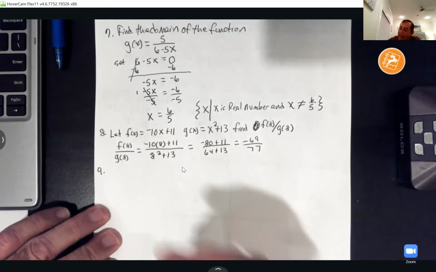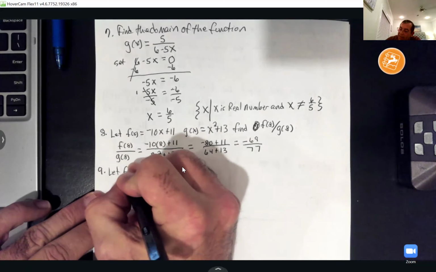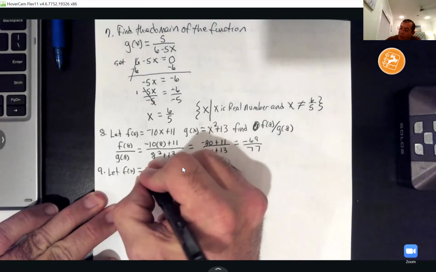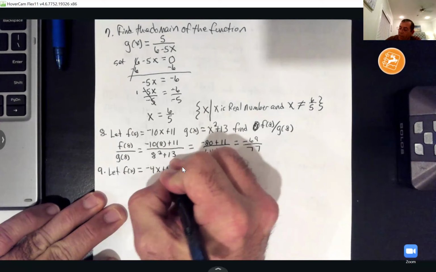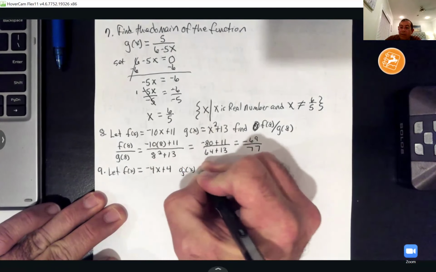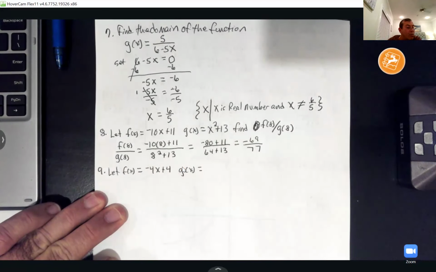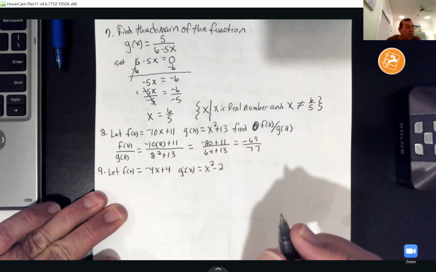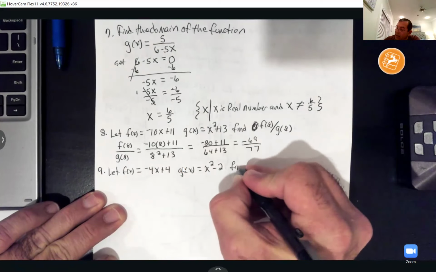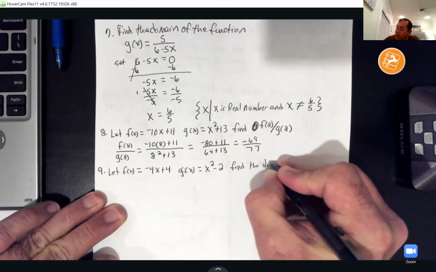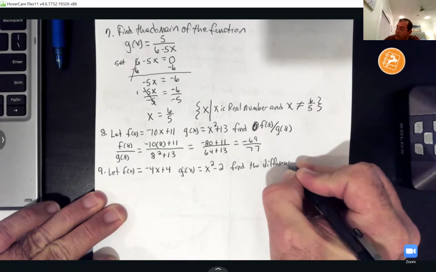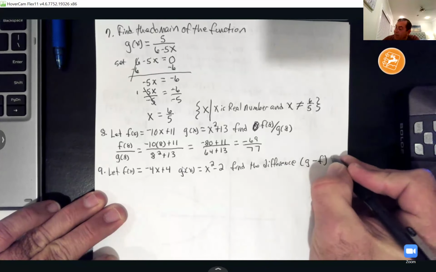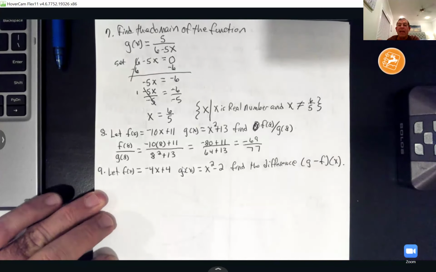All right, y'all. Number 9. Let f of x equal negative 4x plus 4. G of x is going to equal x squared minus 2. They want me to find the difference, g minus f of x.